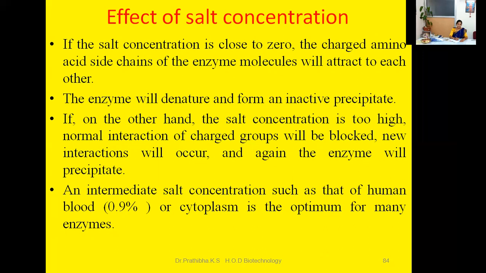If, on the other hand, the salt concentration is too high, normal interaction of charged groups will be blocked. New interactions will occur, and again the enzyme will precipitate. An intermediate salt concentration, such as that of human blood, which is 0.9 percent, or cytoplasm, is the optimum for most of the enzymes.